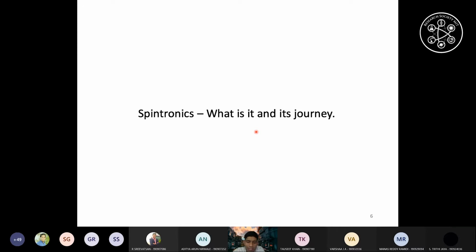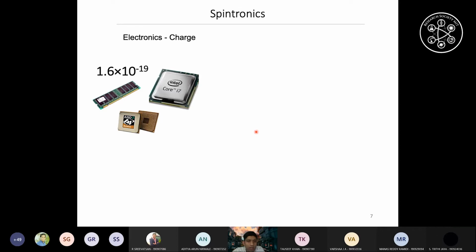Okay, so first let's see what is Spintronics, and its journey till now. So modern day electronics, okay, everything you use, for example, the memory you have in your computer, the processor you have in your computer, or the processor you have in your mobile phone, anything, some IoT device you have, this Google Chromecast, this Alexa, the speaker thing, right, which can speak to you, all those things. So all these devices basically use the property of an electron which is called charge.